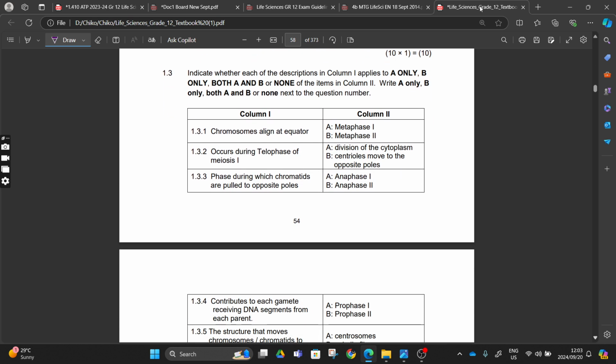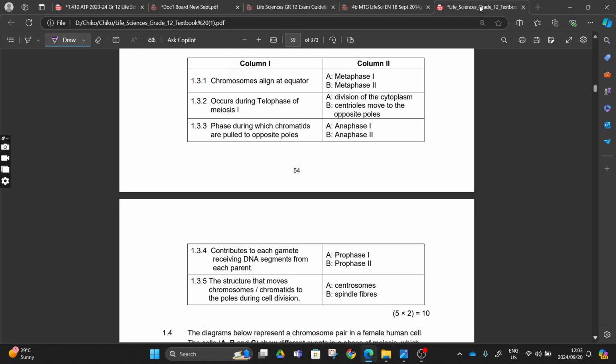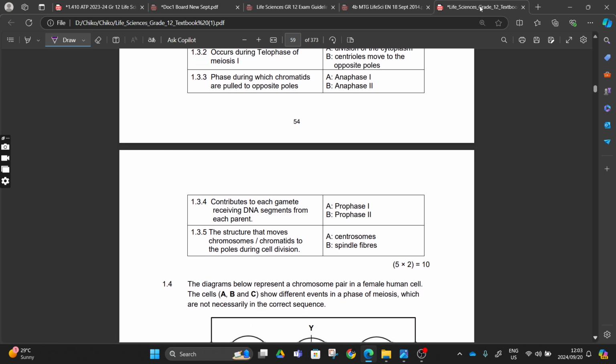Chromosomes align at the equator: metaphase 1, metaphase 2. Occurs during telophase of meiosis: division of cytoplasm, no. Centromeres move to the opposite poles: occurs during telophase, yes. Division of cytoplasm. And then we move on.